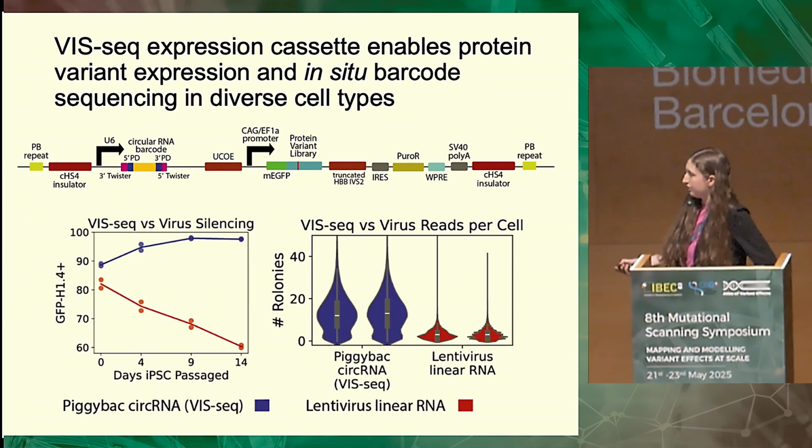On the bottom left, you can see over 14 days, shown in blue is our construct, and it continues to express over time. The red line shows a lentivirally incorporated construct where we began to see silencing over the 14 days. The other benefit is that using the circular RNA, we're able to get many more dots per cell. And what that allows us to do is to map a higher percentage of cells to our library.